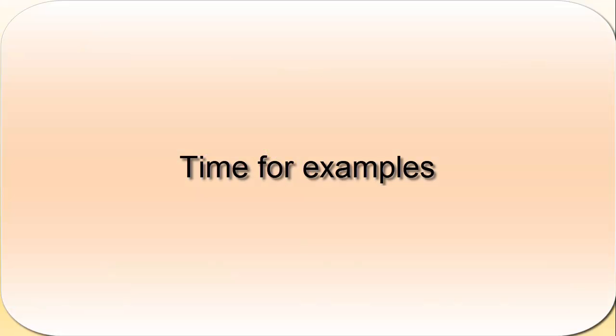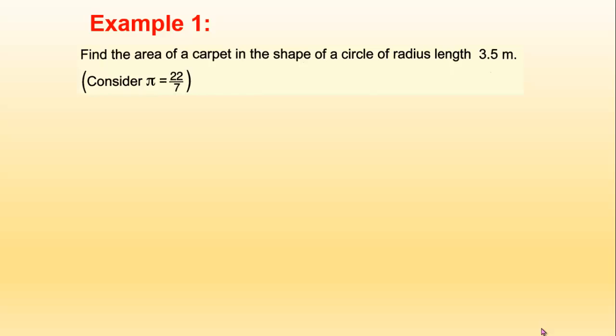Let's go and solve some examples on calculating the area of a circle. Let's begin with an easy one. Find the area of a carpet in the shape of a circle of radius length 3.5 meters. Consider pi equal to 22/7. Now he wants me to calculate the area and I was given the radius. So this is an easy and a direct question.